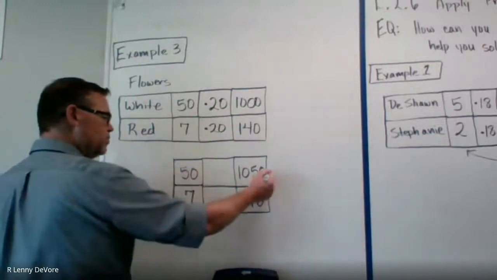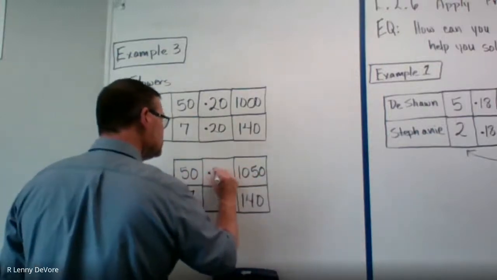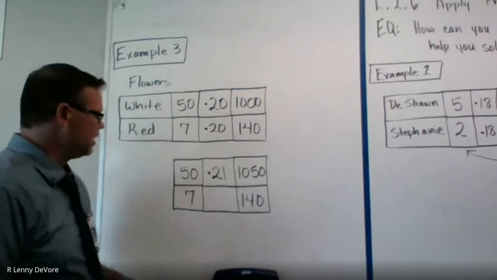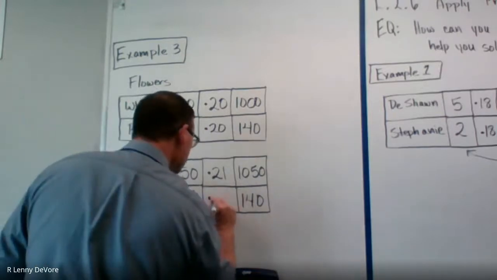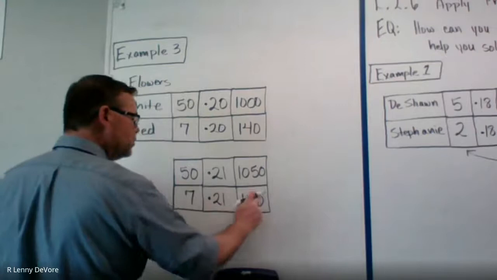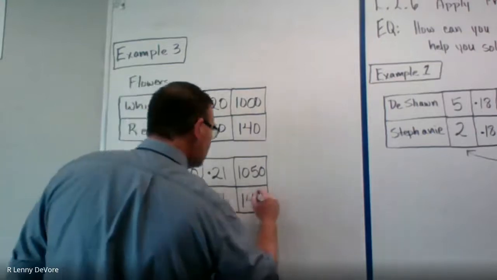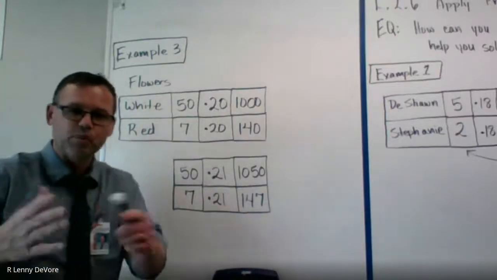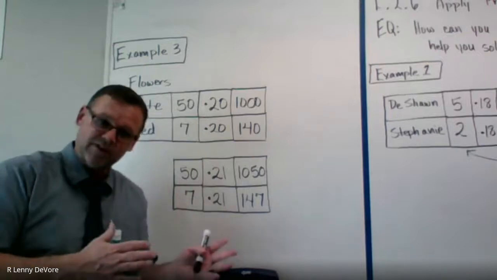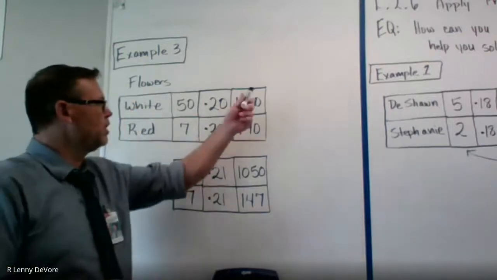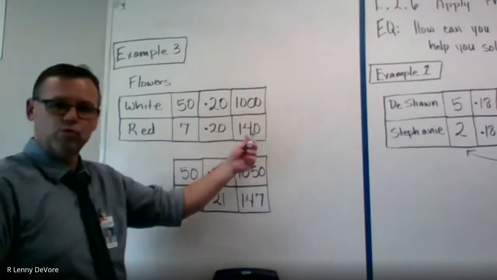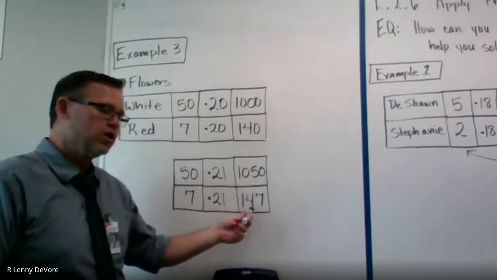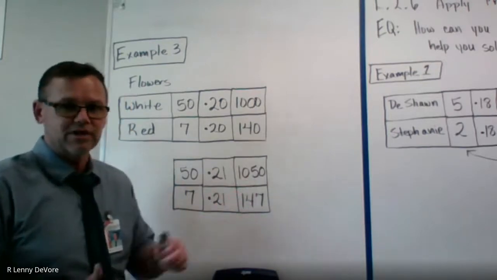So we're going to look at this one now. If I multiply 50 by 21, then I get 1,050 white roses. But in order to keep it proportional, I'd multiply this by 21, but I would need to then order 147 red roses. So in order to keep these proportional to the 50-to-7 ratio, they either need to order 1,000 white roses and 140 red roses, or they can order 1,050 white roses and 147 red roses. So we have to keep it proportional.